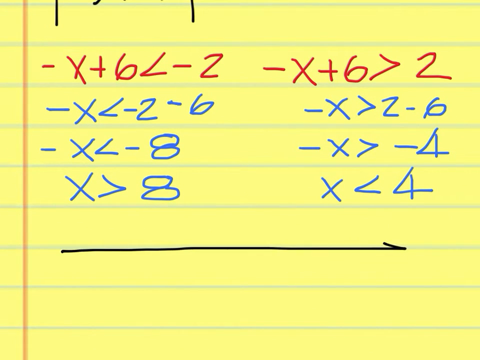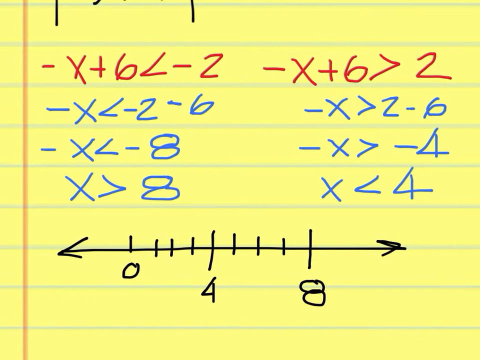So go here on the number line and find 4 and 8. Here's 0, 1, 2, 3, 4, and then 5, 6, 7, 8. Greater than 8, less than 4.